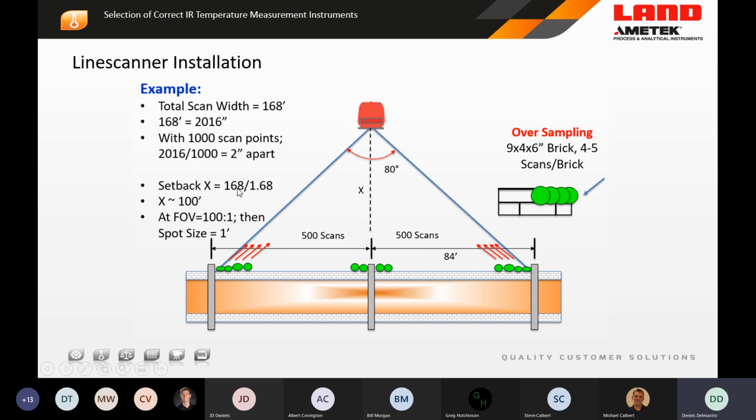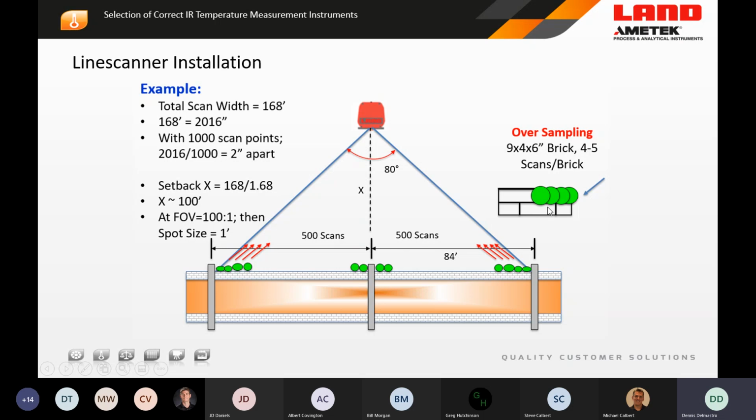Now the setback distance, I made it convenient here: 168 foot long divided by 1.68 means this setback distance is equal to 100 foot. Our field of view is 100 to 1. So with this being set back 100 feet, the spot size is 1 foot in diameter. Now that might sound large, but again, keep in mind, we're taking readings every 2 inches. So every 2 inches, there's significant overlap in those samples. So we're grabbing significant data in the horizontal direction.